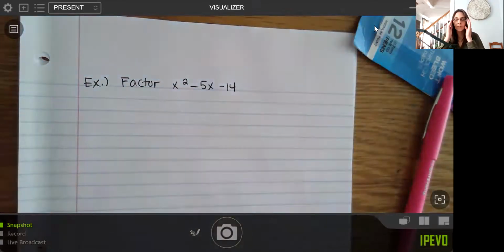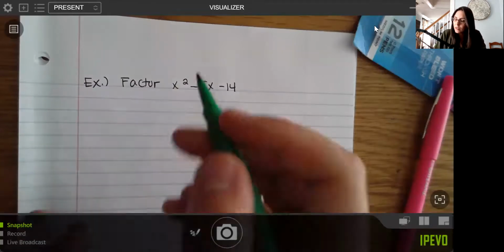x squared minus 5x minus 14. So again, the first thing I'm going to look for is whether there's an overall GCF. And if there's not, then I can just keep going. Here, my overall GCF is just 1, so we don't really do anything with it. There's nothing really in common. So I'm going to jump right in.